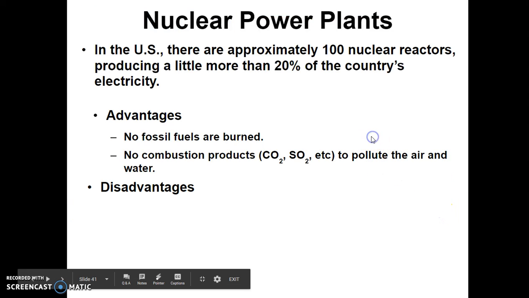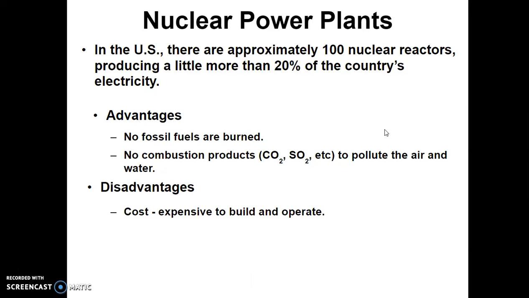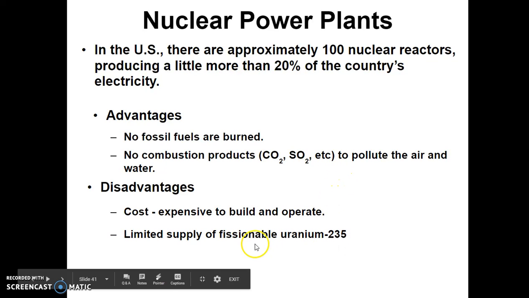So a little bit more about nuclear power plants. In the U.S., there are approximately 100 nuclear reactors that make about 20% of the country's electricity. The advantages: no fossil fuels are burned, so you get no combustion products. There's no acid rain, and no carbon dioxide or greenhouse gases put into the atmosphere. The disadvantages, though: they are expensive to build and operate. Obviously, there's a great deal of security with them. We do have a limited supply of fissionable uranium-235.